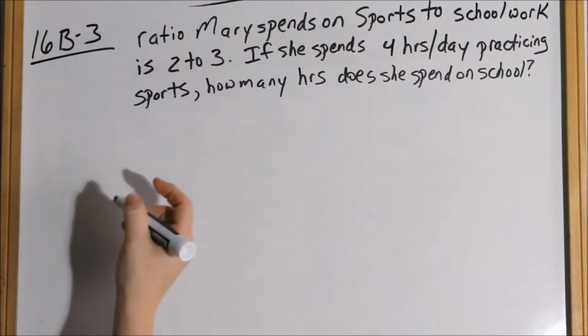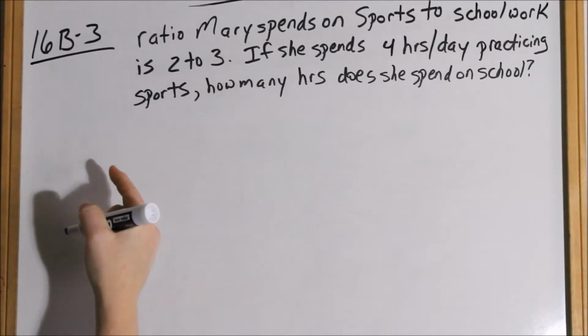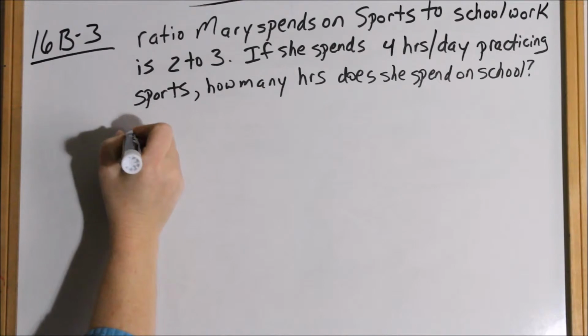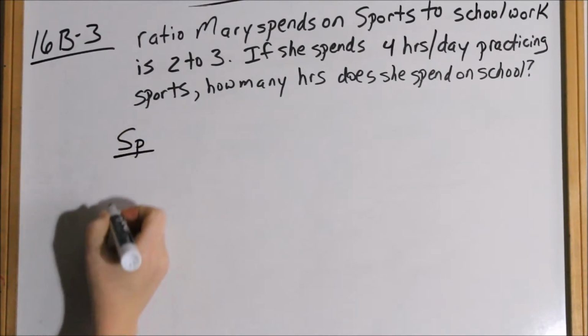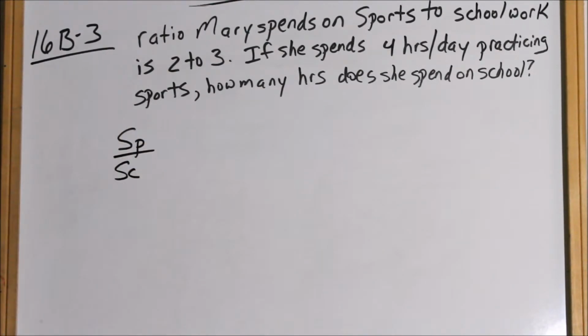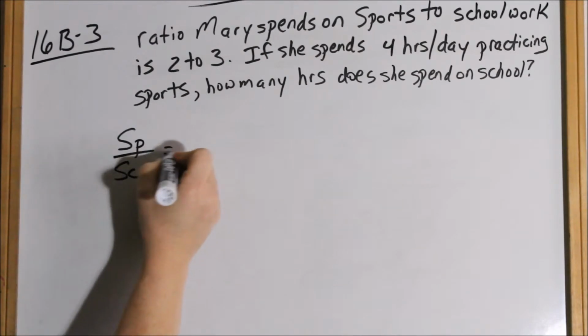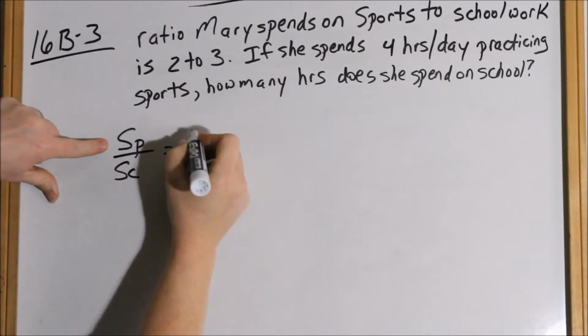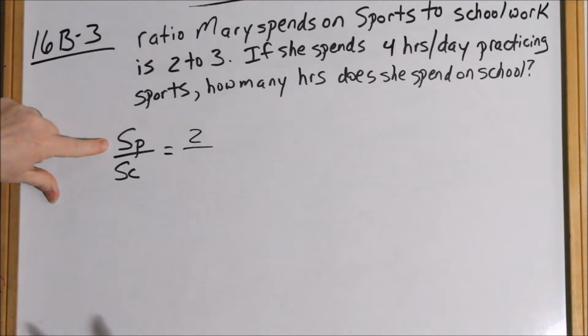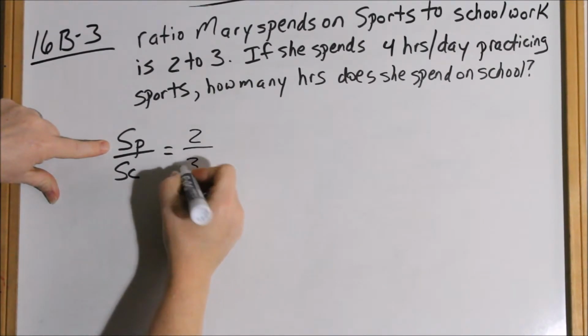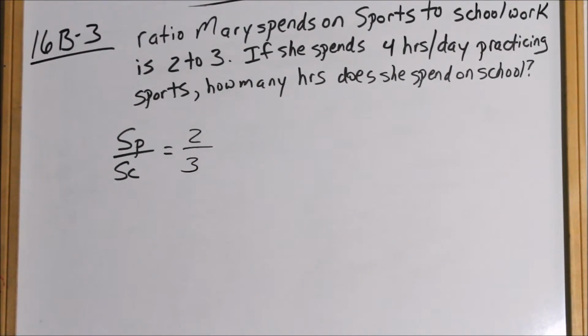So we can write a ratio of what she spends on sports to schoolwork. I'm just going to do SP, sports to schoolwork. The problem tells me for every 2 hours she spends on sports, she spends 3 hours on school. So the ratio is 2 to 3 that she does for sports and school.